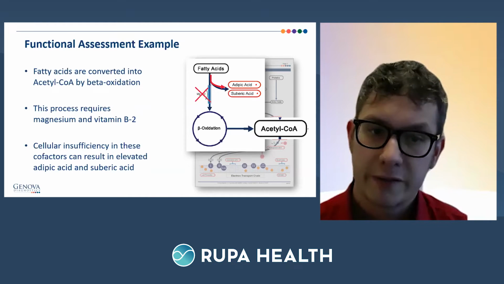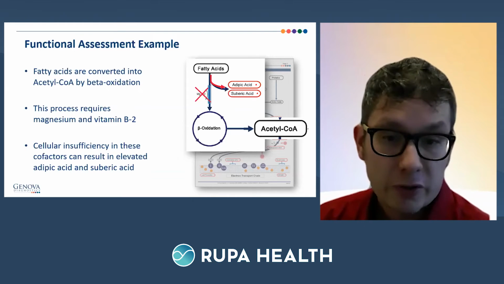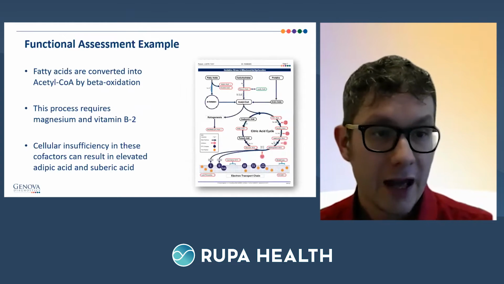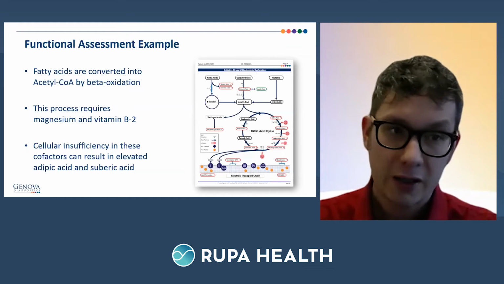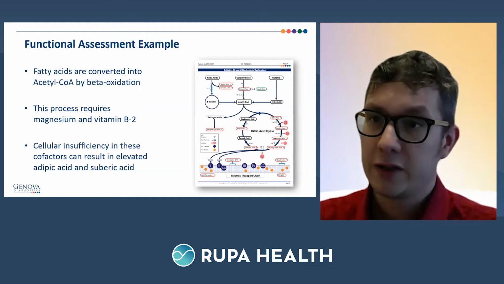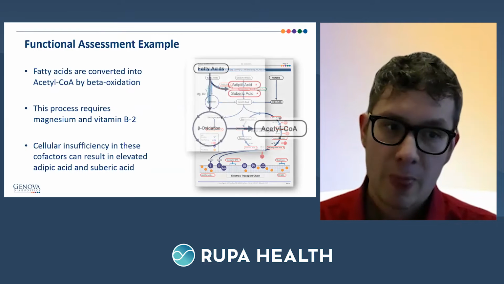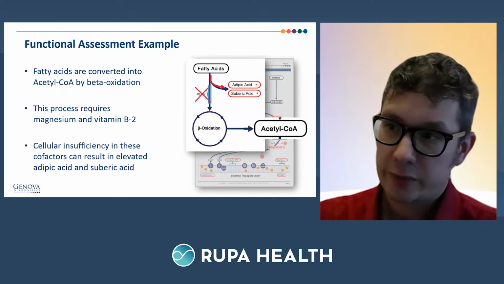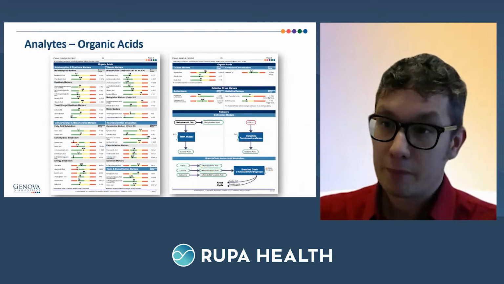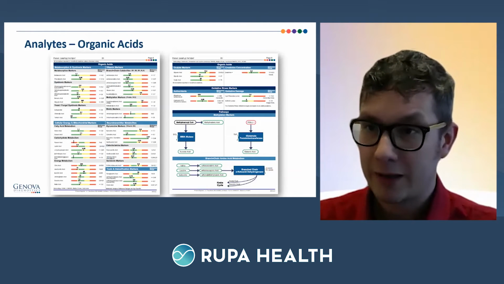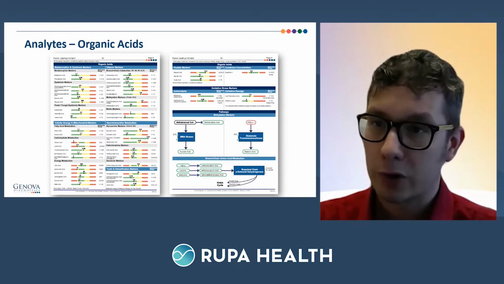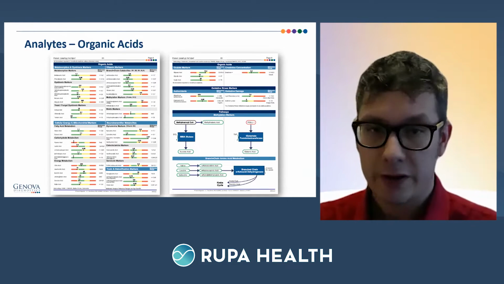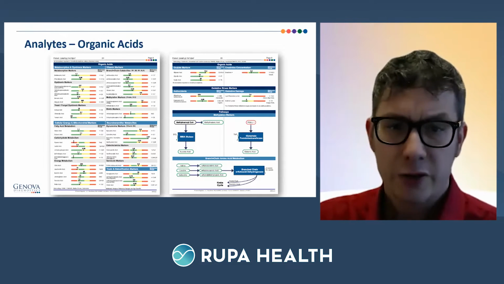So cellular insufficiencies can result in elevated levels of various organic acids. And that is how we're taking this entire page and churning it into the data that we're providing. So really, it's not a direct assessment of micronutrients, but instead it is a look at multiple analytes, multiple pathways that all require the same nutrient cofactor, and we roll that up. So it's very extensive. So here's what it looks like.